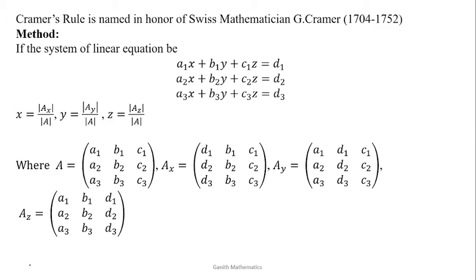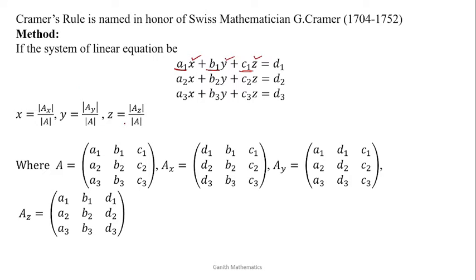This is known as a system of linear equations. It always has some coefficients before the variables. Here x, y, z are the unknown variables, which are what we need to find. a1 is the coefficient of x, b1 is the coefficient of y, and c1 is the coefficient of z. And d1, d2, d3 are some constants.